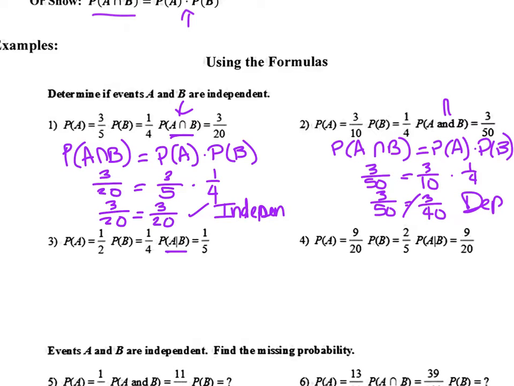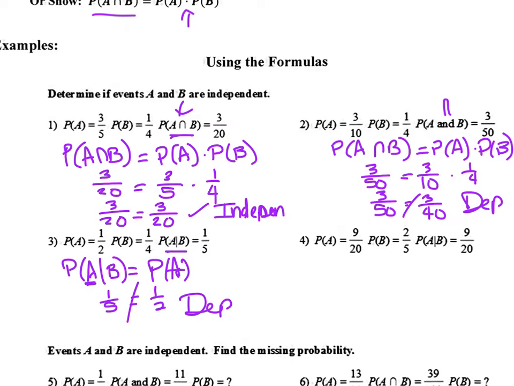This one has a given, number 3 has a given, so I'm going to use the probability of A given B is equal to the probability of A. So remember, it's always the first one that's sitting here. So the probability of A given B is 1 out of 5. Probability of A is 1 out of 2. These are not equal, so these are dependent, or not independent. Yeah, that one's a lot easier. I wish we could do that one all the time.